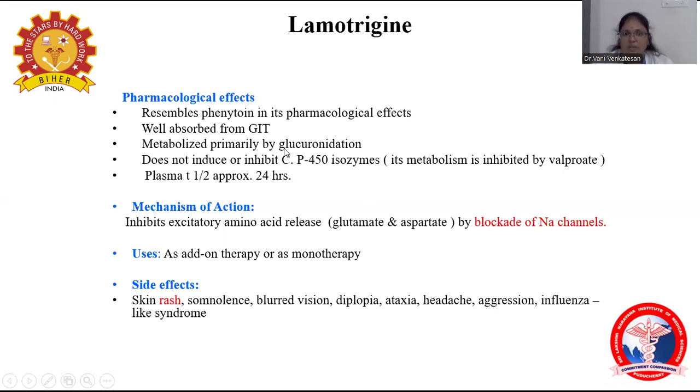It is well absorbed orally from the GI tract. Metabolism is by glucuronide conjugation, a main advantage over sodium valproate. But one disadvantage here is that when lamotrigine is combined with valproate, the metabolism of lamotrigine is affected, so this combination should be avoided. It is used as an add-on therapy or as a monotherapy as well. Coming to the side effects. The side effects of lamotrigine are skin rashes, somnolence, blurring of vision, diplopia, Stevens-Johnson syndrome.